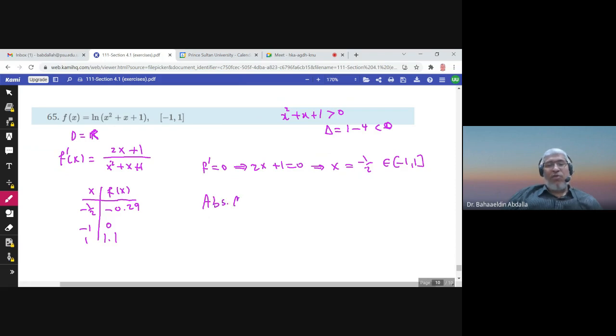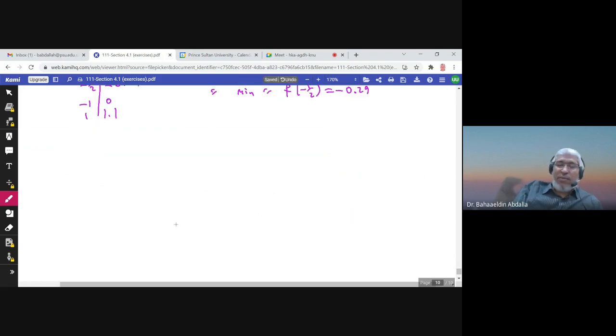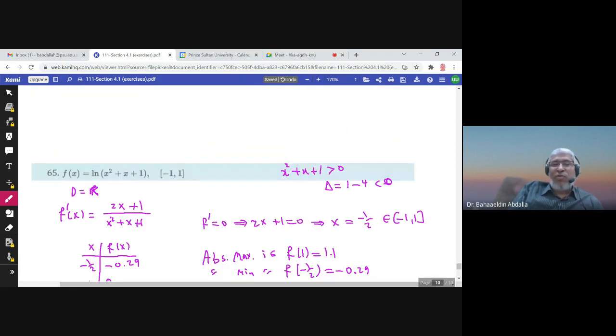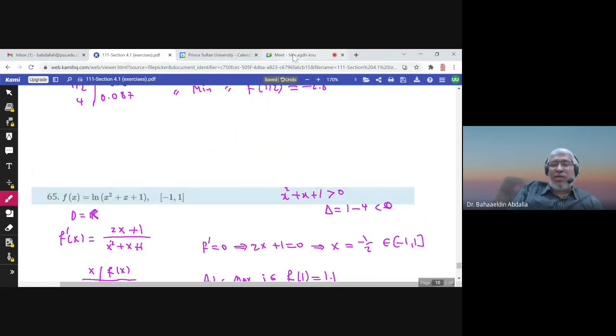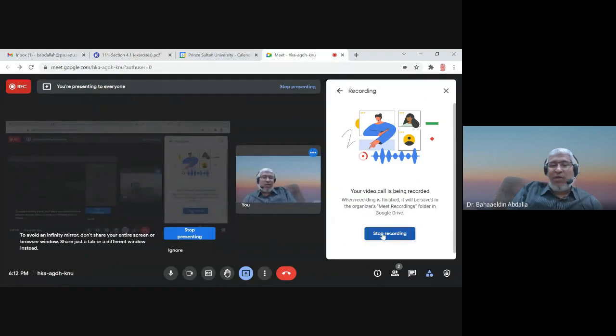So the absolute maximum is f of 1, which is approximately 1.1. And the absolute minimum is f of negative half, which is negative 0.29. That's the end of this section. I hope these exercises helped you understand the topic.